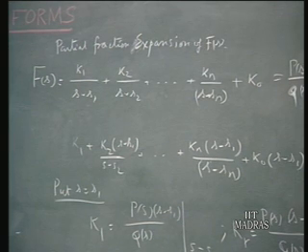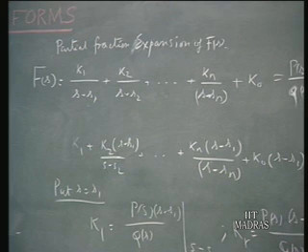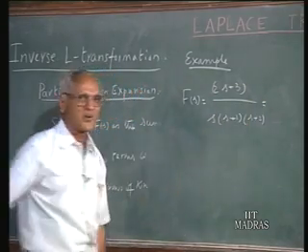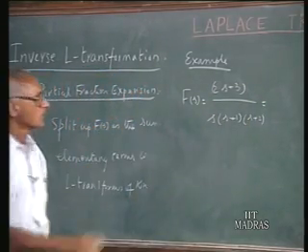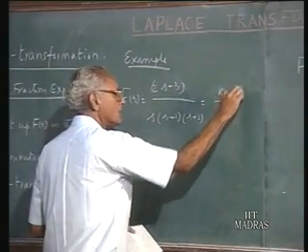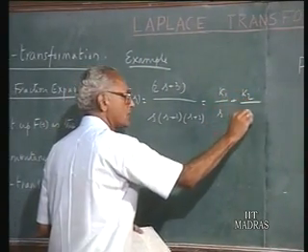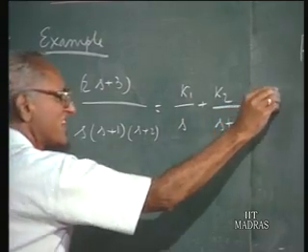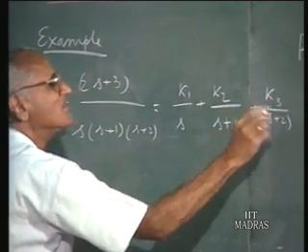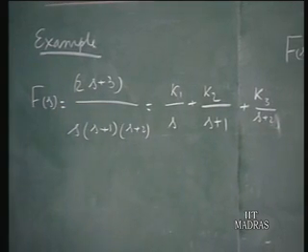Example. Suppose F(s) equals (2s plus 3) over s times (s plus 1) times (s plus 2). So it has got three poles. So I will have k1 over s plus k2 over (s plus 1) plus k3 over (s plus 2). So these are the three terms that we have to evaluate.